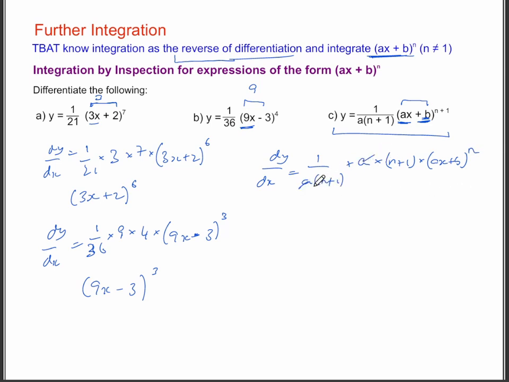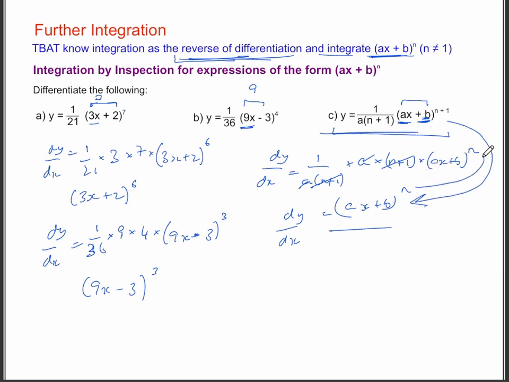This a and this a cancels out. This n plus 1 and this n plus 1 cancels out. So the dy over dx is just going to be ax plus b power n. Now remember, integration is the reverse of the differentiation, right? So if this was the way of going for differentiation, if you differentiated this, you got this. Then obviously if you go the reverse way, if you integrate it, you will get that thing right there. Plus obviously the constant c.